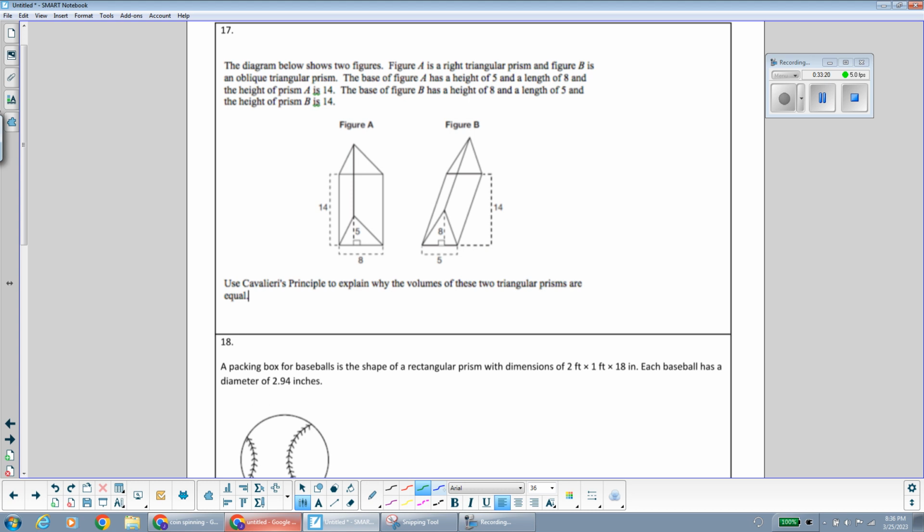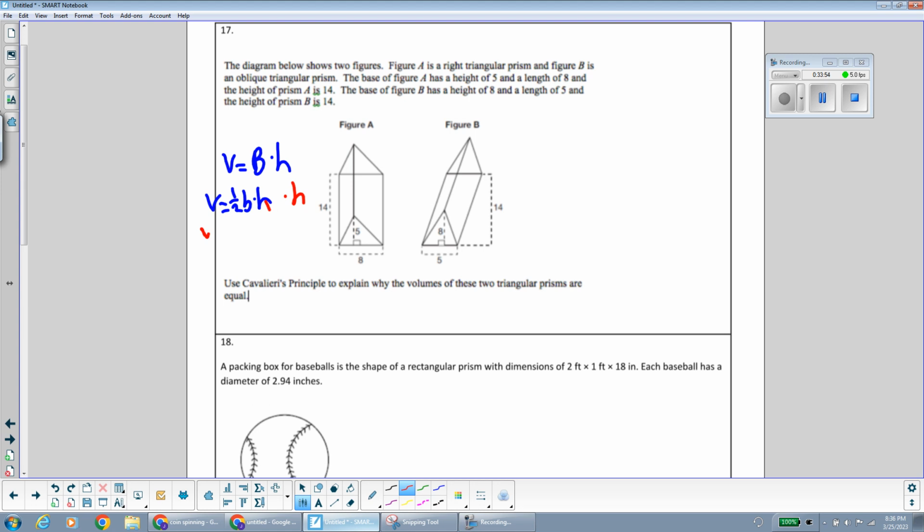So we can really quickly figure out what the volumes are, and then we'll answer the question, and we'll use Cavalieri's principle to explain why the volumes are equal. So just so we understand where Cavalieri's principle is coming from and what it's saying, to find the volume of any shape, we need to take the area of the base and multiply by the height. Since these are triangular prisms, the area of a triangle is 1/2 base times height, times the height of the whole prism.